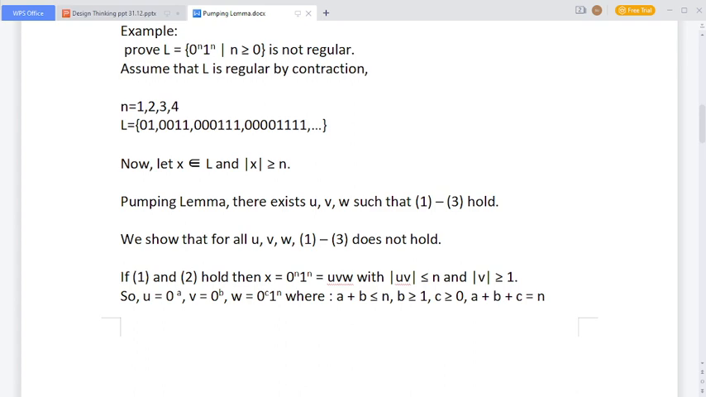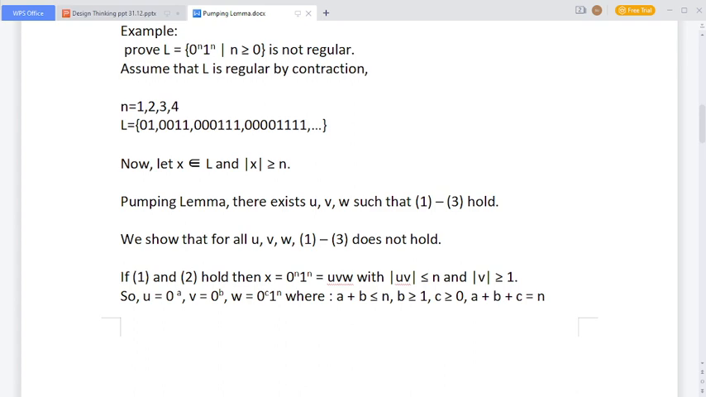This is n. By the pumping lemma, there exist u, v, w such that the 1, 2, 3 rules will hold. We already briefed about the 1, 2, 3 rules. So what is the first rule? Here 0 power n, 1 power n equals u v w, with the modulus of u v less than or equal to n. This is the first rule. Then the second rule: modulus of v is greater than or equal to 1.